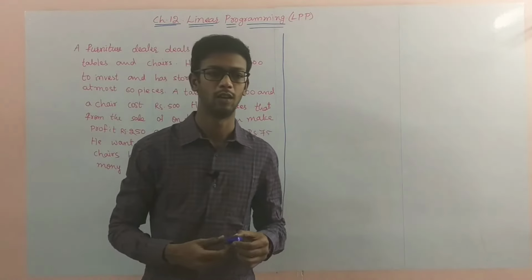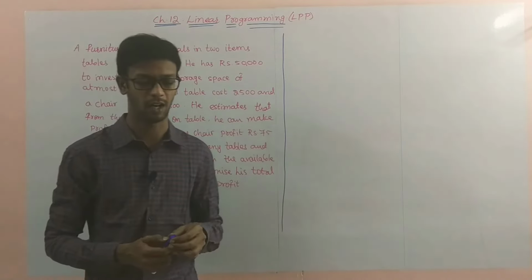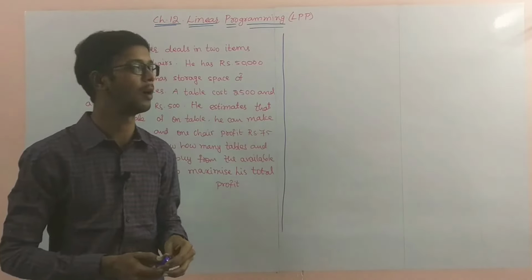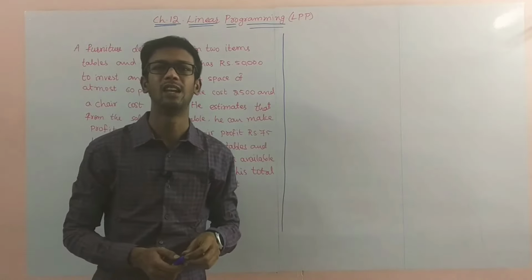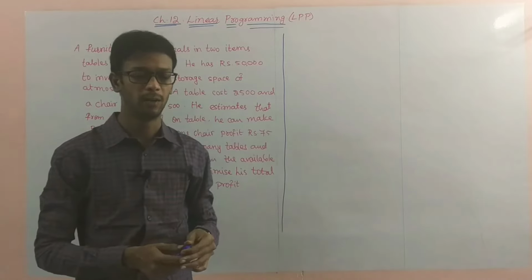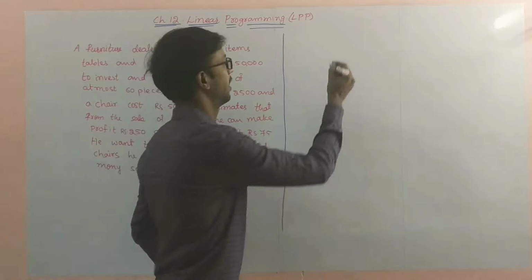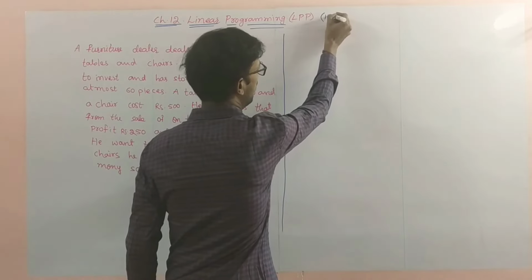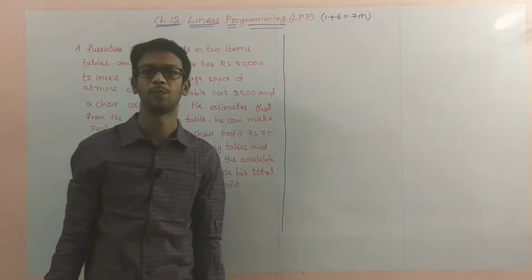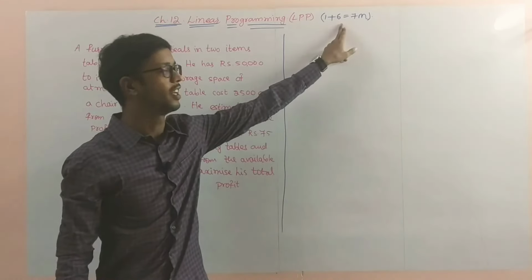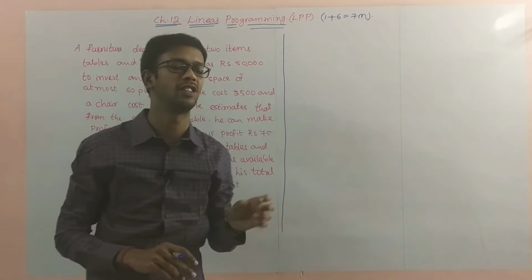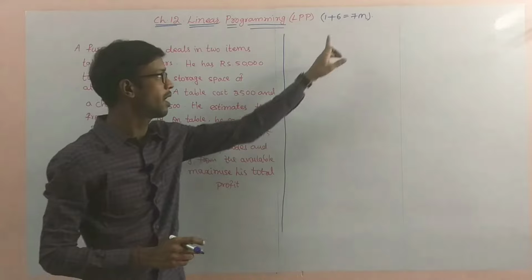Hello everyone. Now we start our new chapter number 12, linear programming. Linear programming, shortly we can call LPP, linear programming problem. In this chapter, in the PU board, you will get the weightage of 1 mark question 1 and 6 marks question 1, that is a total of 7 marks weightage in this chapter.